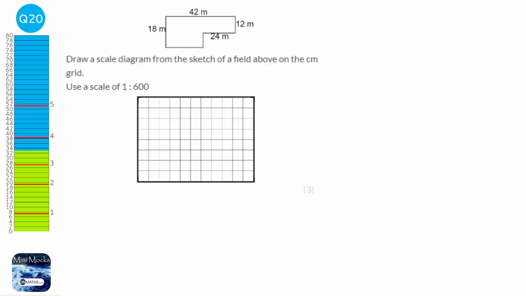First thing I'm going to do to answer this question is I'm just going to quickly draw out the shape again, just so I can show the calculations a bit easier.